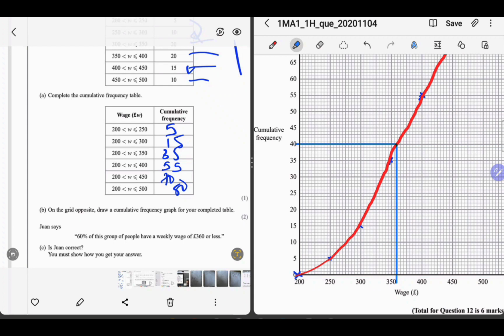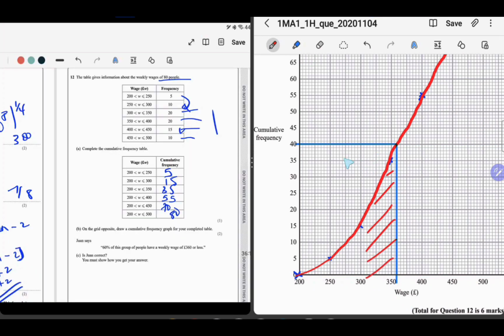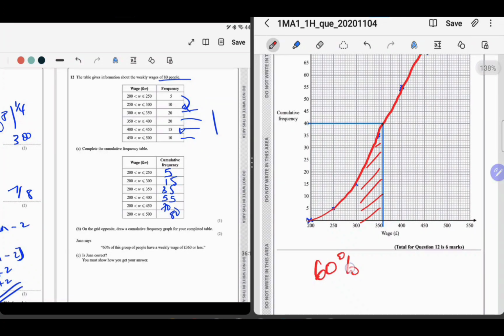Okay, so now these are wages which have been mapped on to the number of people, and that gives us 40 people. So it means that 40 people earn 350 or less. But now, does that match on to 60% of the people? Let's work it out. So we're going to have to work out 60% of the number of people. 60% of 80 people. That's going to be 4,800 over 100. And that gives us 48 people. Okay, so it's not correct because according to the graph, it's 40 people who earn this wage, and 48 is somewhat over here. Right there. Okay.